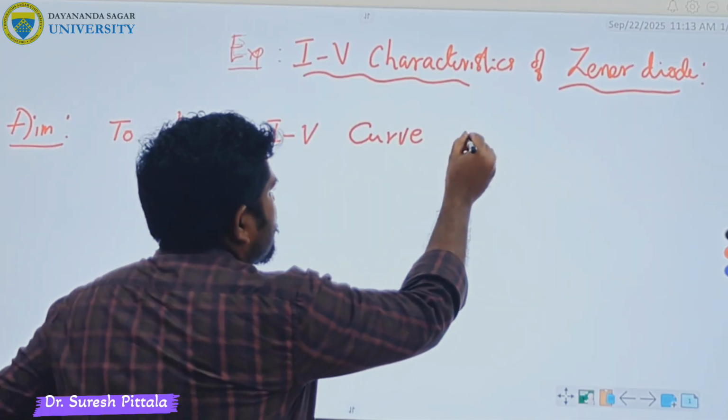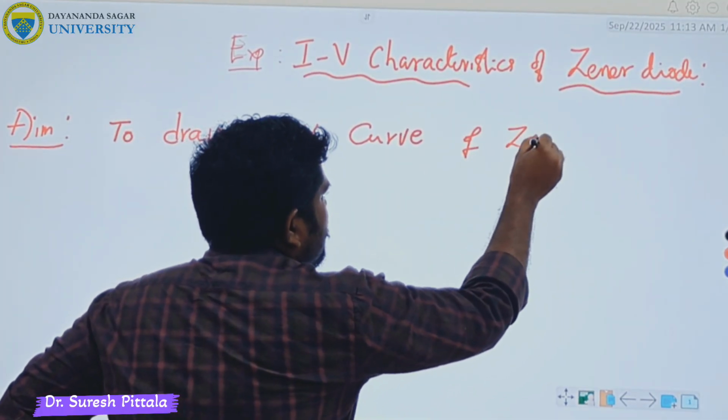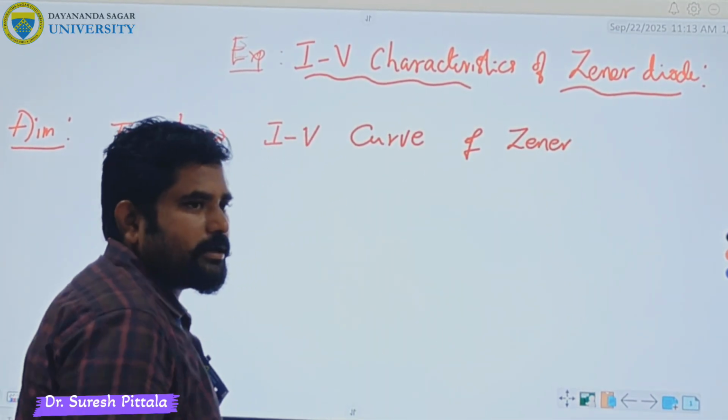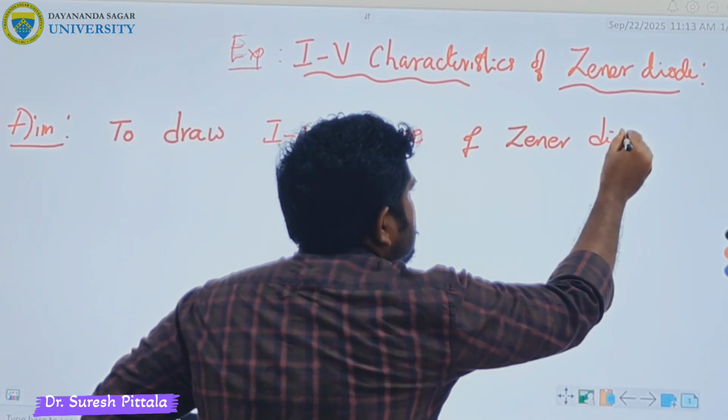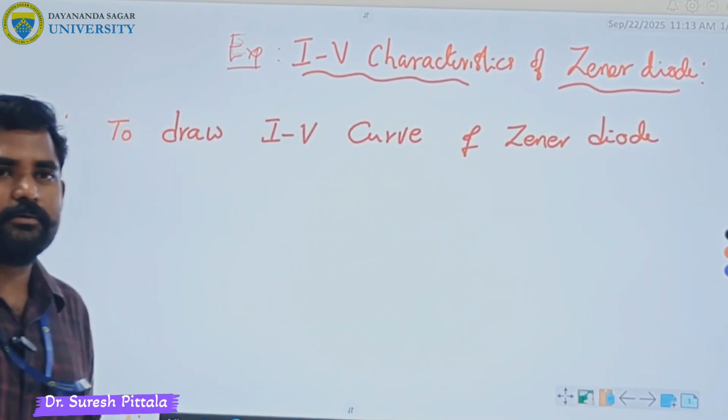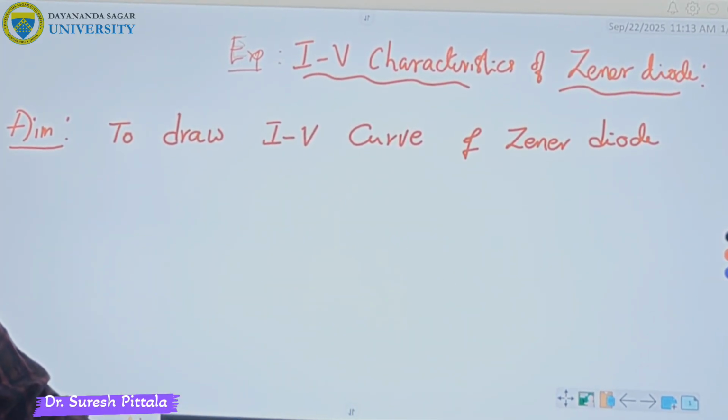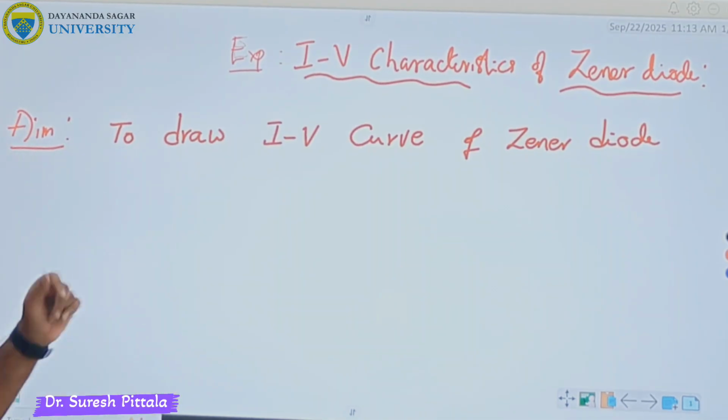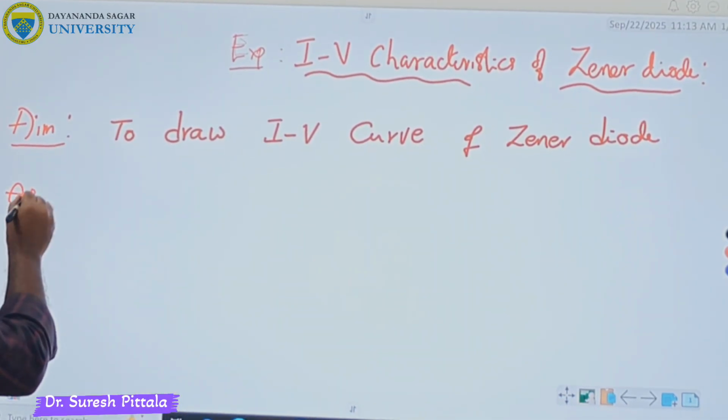To draw the IV curve, whenever you are writing, you must write it is a Zener diode, because the property is different from a normal diode and the Zener diode. Okay, so don't be lazy, you must write Zener diode. Then the apparatus, what you require.